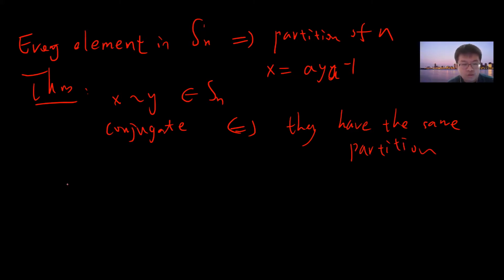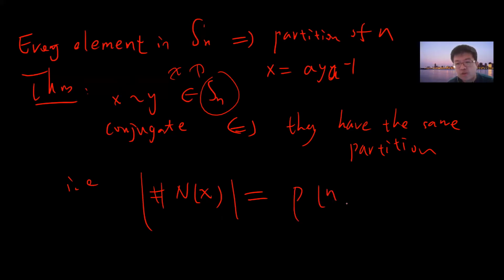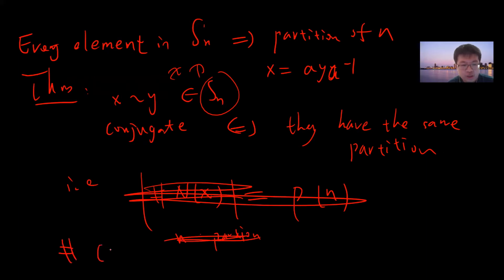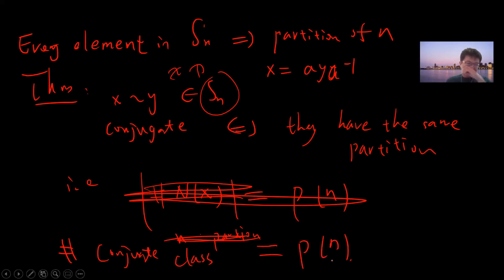Okay, or just say that the conjugate class of x belonging to Sn is determined by its partition. Oh, sorry, what I'm saying is that the number of conjugate classes, so basically how many different classes, right, corresponds to different partitions. So it is p(n). Okay. So the goal of the rest of the video is just to prove it.